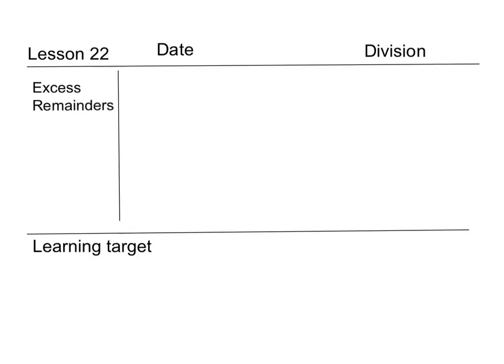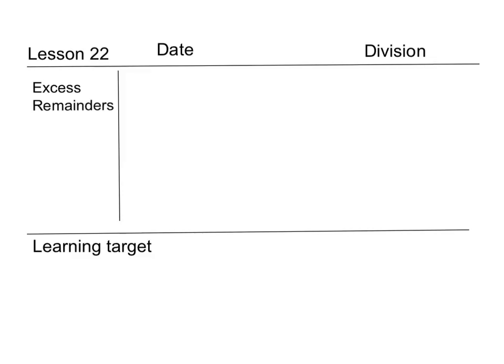You can also go ahead and draw lines straight down about a third of the way on the left side of the page. You're just going to write excess remainders. While you're doing that, the word excess means extra. Basically, it's just another way of saying extra. Excess remainders, that's going to be what we talk about today. What happens when we divide and we wind up having a little bit too much of a remainder? We're going to talk about that today, and that's going to be part of our learning target.